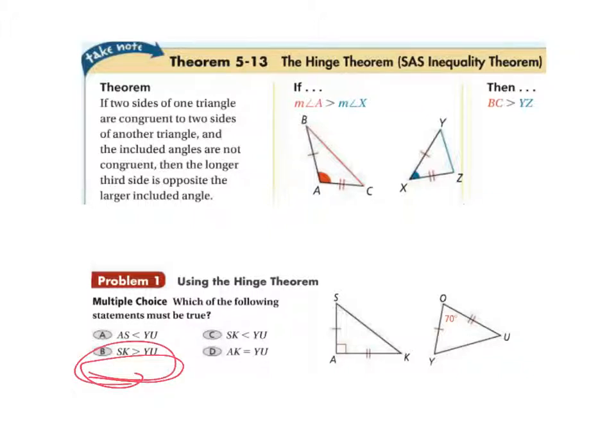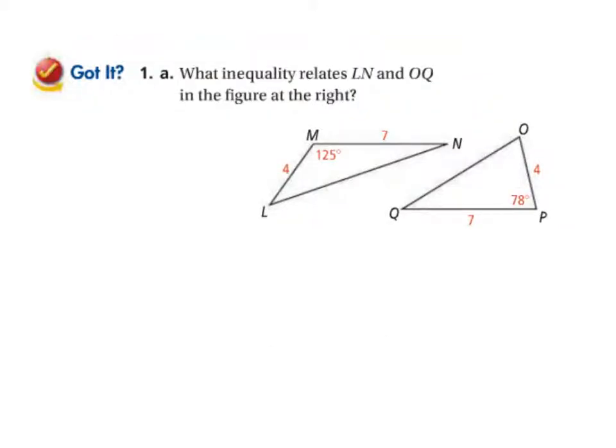Oops. All right, let's try again. It says, what inequality relates LN and OQ? All right, here we go. I've got a 4, so that's a single hash mark, single hash mark. Got a 7, double hash mark, double hash mark. So there's my sides, and my included angle, you can see here, is a 78, whereas over here it's a 125. Since this hinge is opening wider, then LN is going to have to be longer than what happens over here with OQ. So to compare them, I would say LN is greater than OQ.